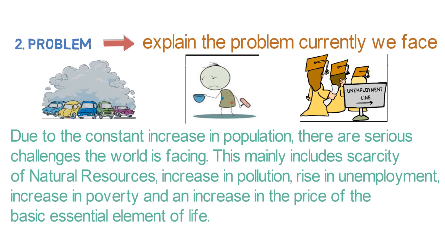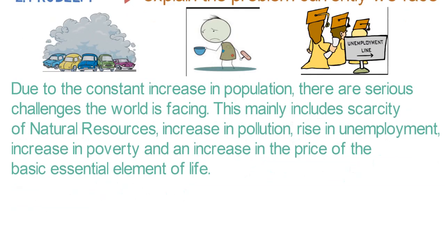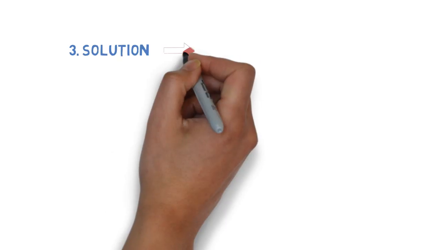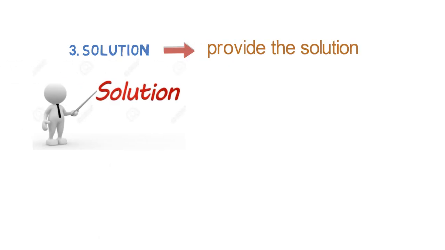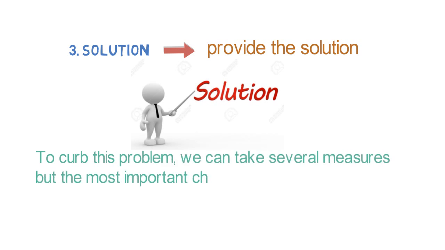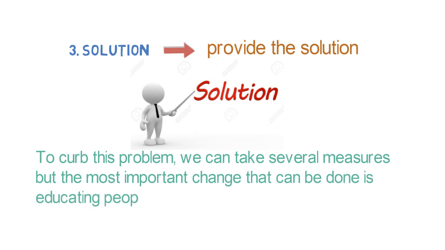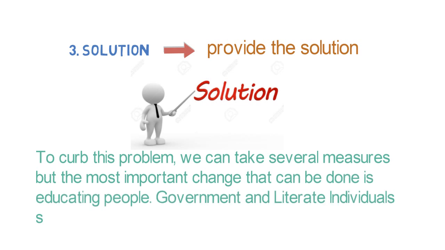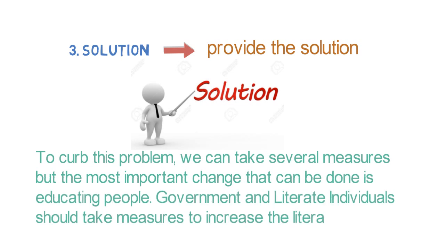Now we have addressed the problem, let's look into the third step, which is solution. To curb this problem, we can take several measures, but the most important change that can be done is educating people. Government and literate individuals should take measures to increase the literacy rate. Now we have stated the solution.